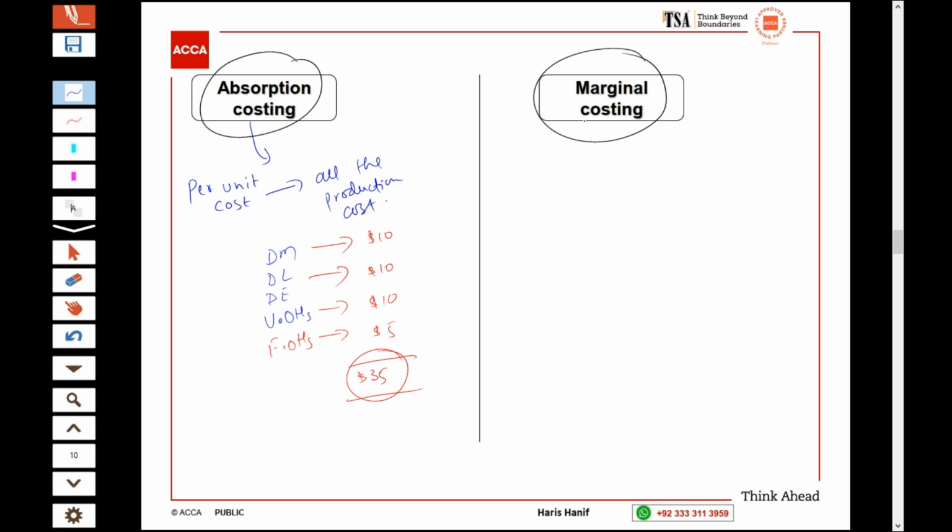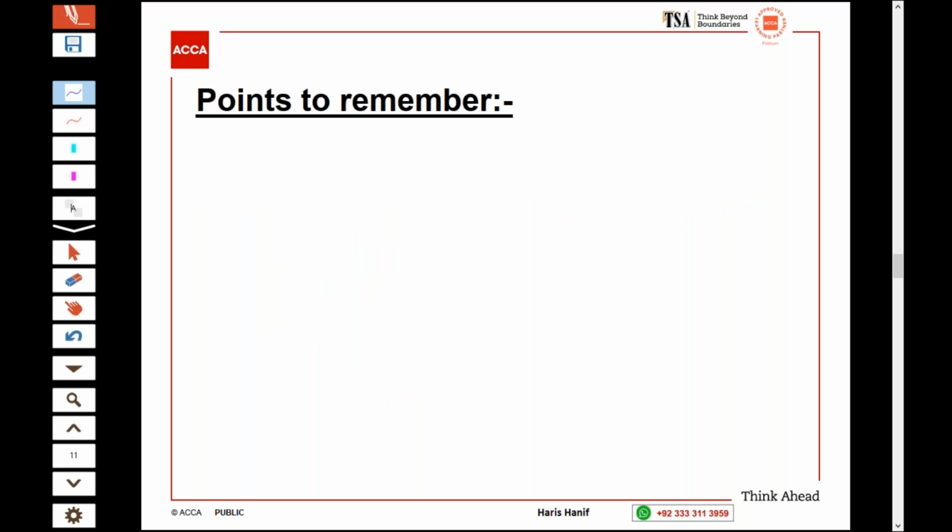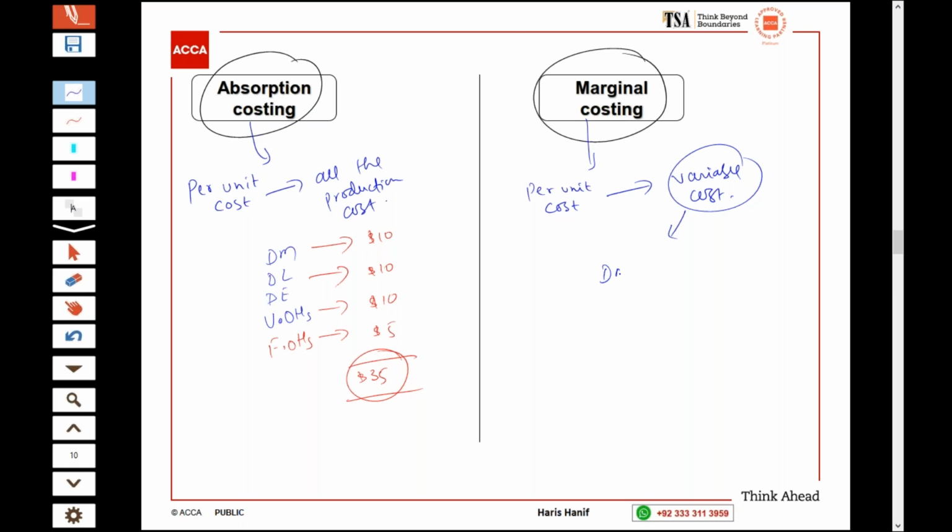But according to marginal costing, the per unit cost is the variable cost. Now, what marginal costing is assuming, I will be writing in the next slide. So here it is only the variable cost: direct material, direct labor, direct expense, and the variable overheads. This is 10. This is 10. I ignore direct expense here, because of the calculation. The variable overheads are $10. So it would become $30 per unit.